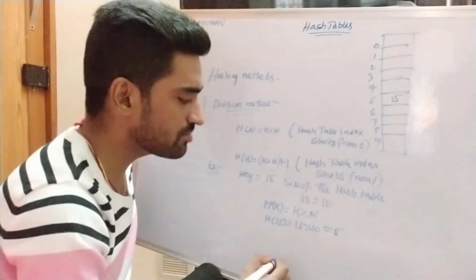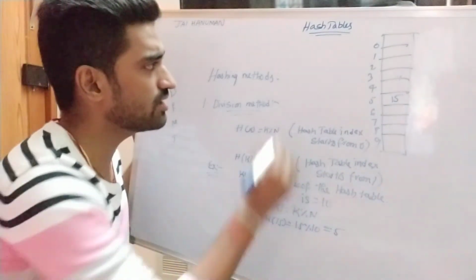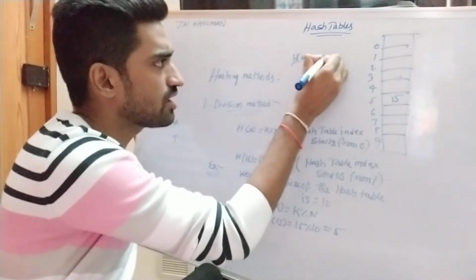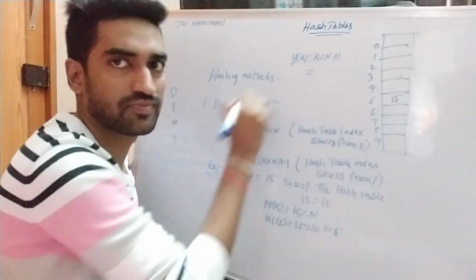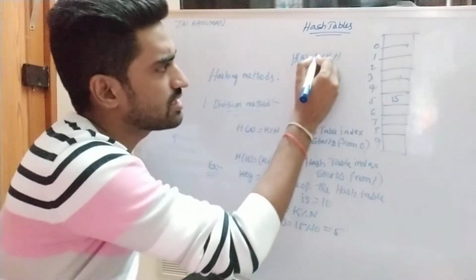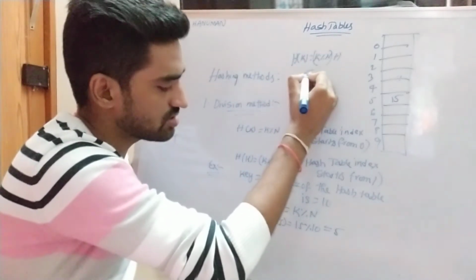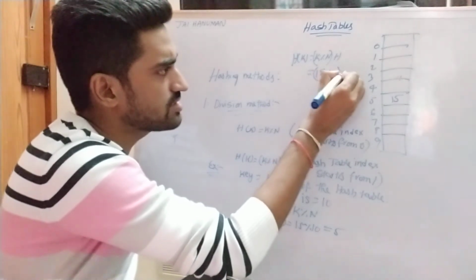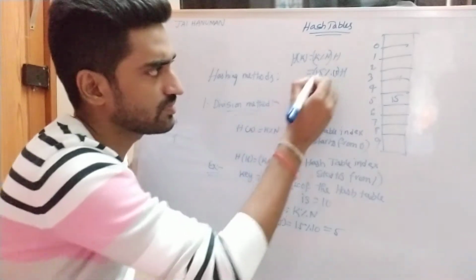Suppose the hash table index starts from 1. What is the formula? H of k is equal to k modulo n plus 1. So what is the k value? H of 15 is 15 modulo 10 plus 1.